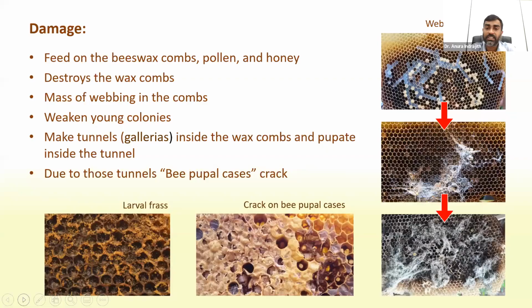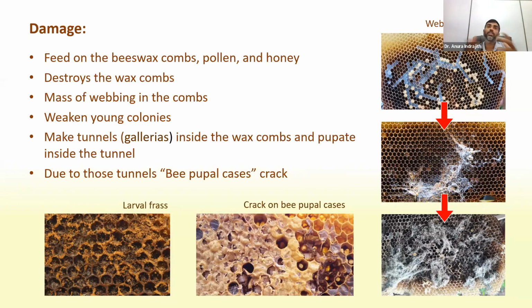In the first image, you can see how they make these webs. In the middle of the wax comb, they make galleries, and you can see some silken threads there. When the damage is very severe, you can see lots of silken threads, just like a mass of silken threads. And in the third image, you can see it's totally destroyed. At this level, I don't think any bees will remain there. Because when they are feeding on the comb, they may destroy the larvae, eggs, and any pollen and anything in their way. Therefore, the bees think of leaving that colony when this attack is there.